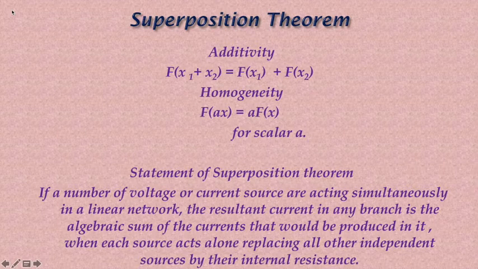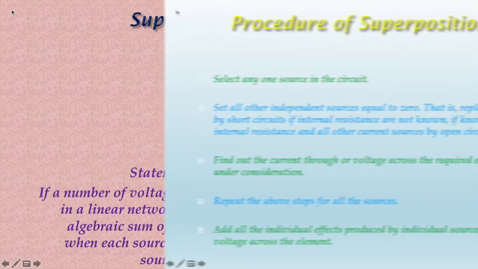Statement of the superposition theorem: if a number of voltage or current sources are acting simultaneously in a linear network, the resultant current in any branch is the algebraic sum of the currents that would be produced in it when each source acts alone, replacing all other independent sources by their internal resistance.